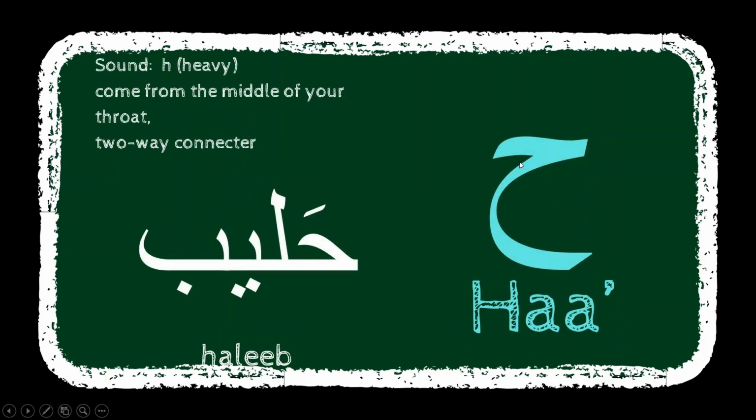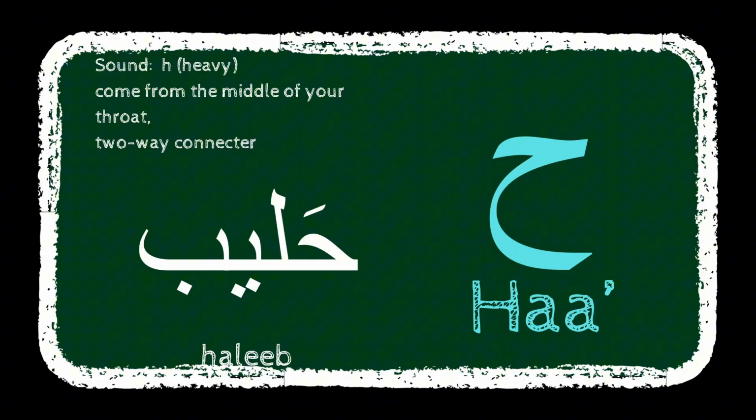The next letter is one of the letters that we might not have in English. It's ha. This is a heavy letter, and it comes from the middle of your throat. It's breathy, like a strong H. It's deeper than the English H.